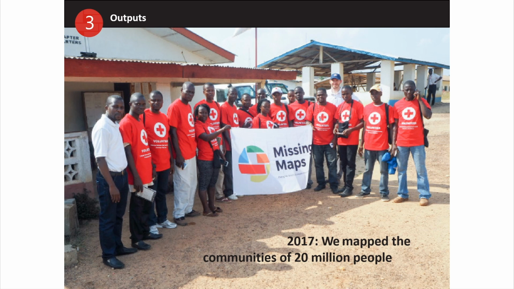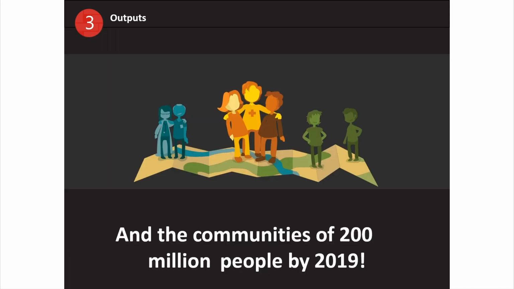When the partnership first formed, our goal was to map the communities of 20 million people. We reached that in about 18 months. Our next goal was to map the communities of 200 million people. We hit that in November 2019, a year early. That's thanks to mappers like you.